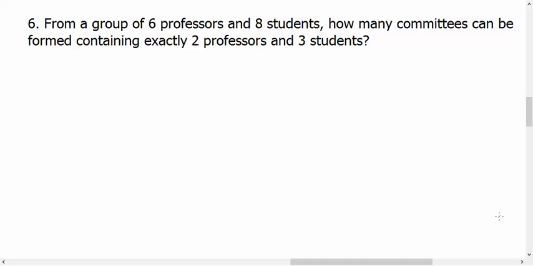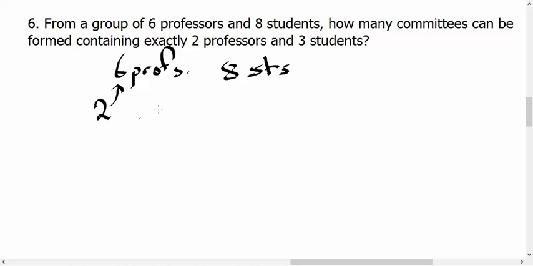Okay, now let's look at this one together. So first of all, we've got a group of 6 professors and 8 students. So let's write that down right up here. So we've got 6 professors and 8 students. Write it like that. And here we want to choose 2 of the professors, so 2 of these guys, and 3 of the students, so 3 of the students.